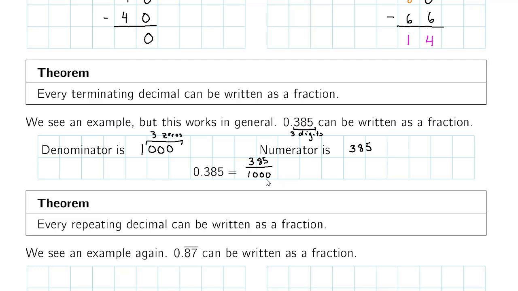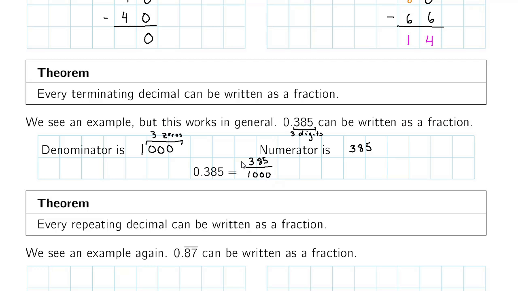Now that's not in lowest terms, right? Our numerator and denominator have a common factor of 5. We could simplify this fraction if we felt like it, but we don't have to. In order to know that this is rational, we just need to be able to write the number as a fraction. We don't have to worry about simplifying for this purpose. So every terminating decimal can be written as a fraction because in a sense that's just what the notation means.